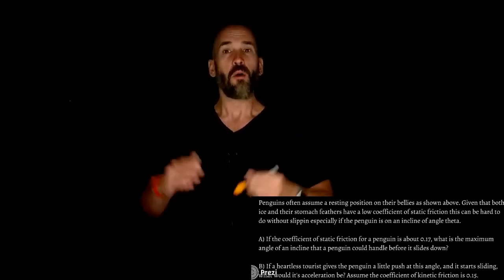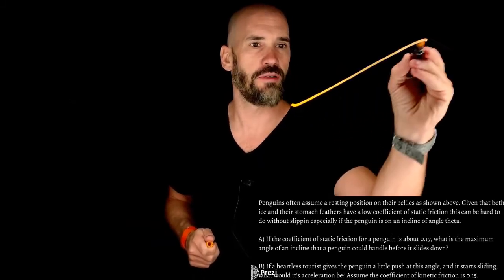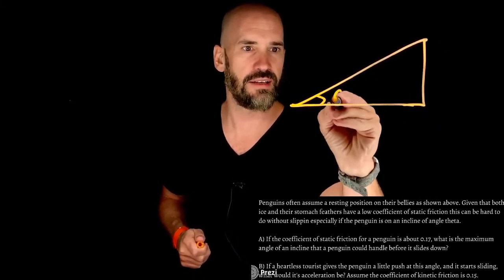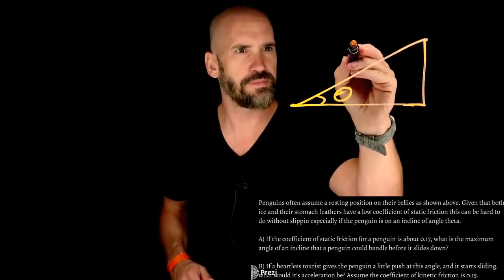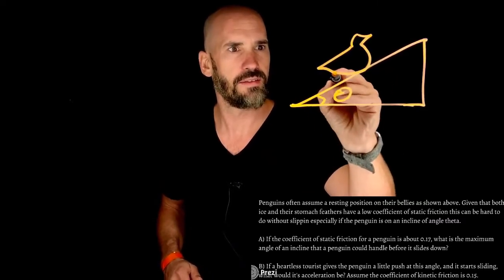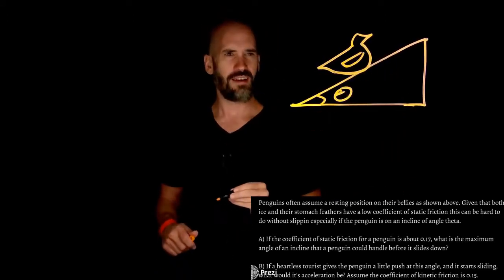Okay. All right. What is the first step? Always draw a free body diagram. I knew you guys would get it. Okay, so here we go. Here is my free body diagram. I have some incline with angle theta. And then upon this incline, I have a penguin. Is that almost a good drawing? What? How is that possible?